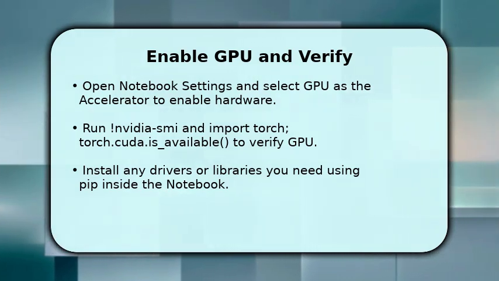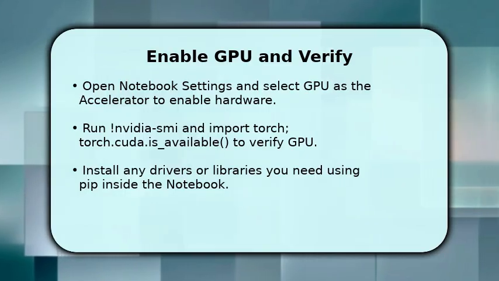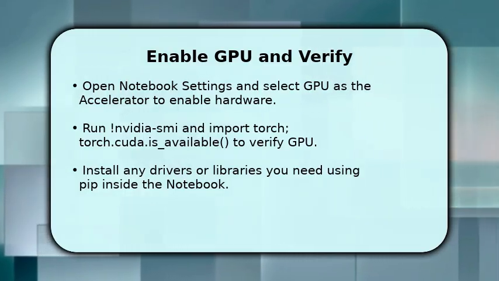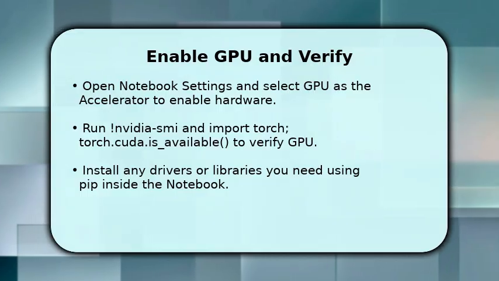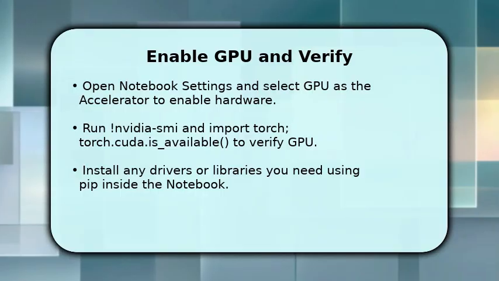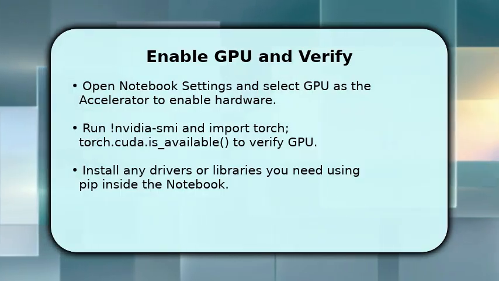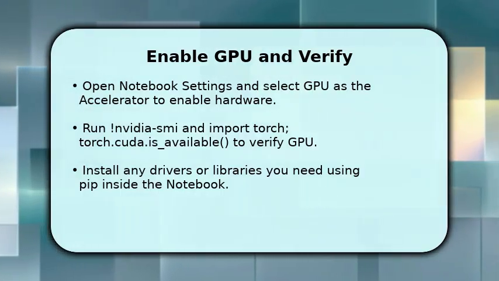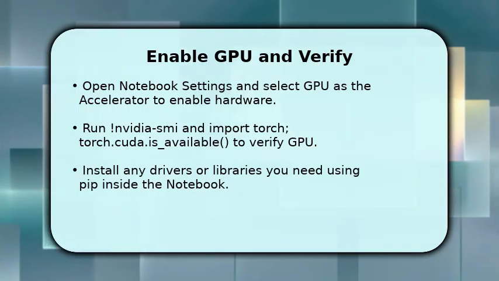In your notebook, open Settings and set Accelerator to GPU, then save. After the session starts, run the command nvidia-smi in a code cell to view the GPU model and memory. For PyTorch, run import torch, print torch.cuda.is_available() to ensure CUDA is accessible.